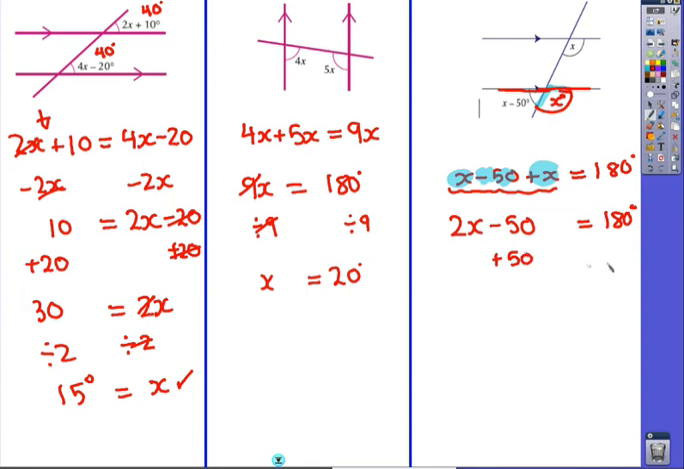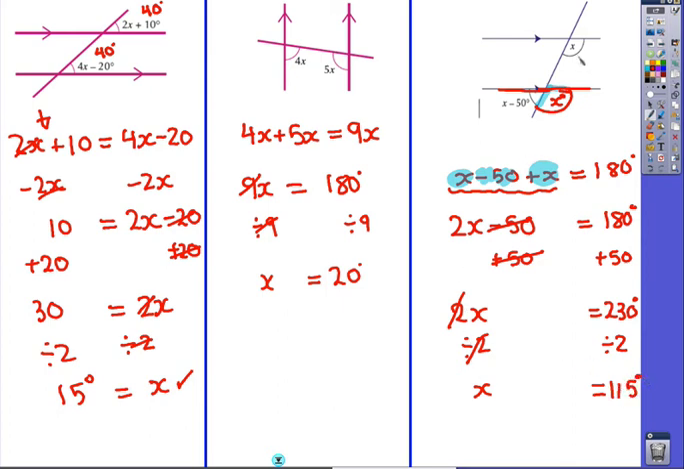So we just simplified that, so 2x minus 50 is 180 degrees. To get x on its own, deal with the number first. Plus 50, plus 50, minus 50 and plus 50 cancel out, and you're left with 2x is equal to 180 plus 50, which is 230 degrees. Divide by 2 on both sides to get rid of this x. So x is equal to, well, 230 divided by 2 is going to be 115 degrees. Yeah, 115 degrees. Let me just make this nice and neat. So equal to 115 degrees.